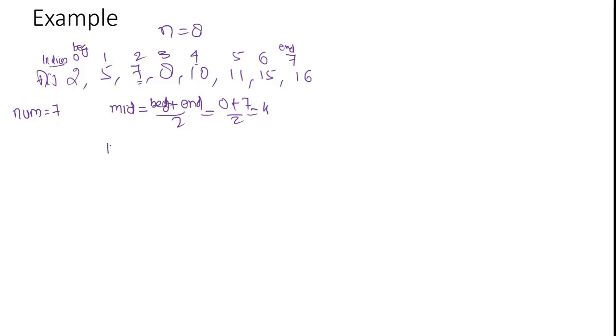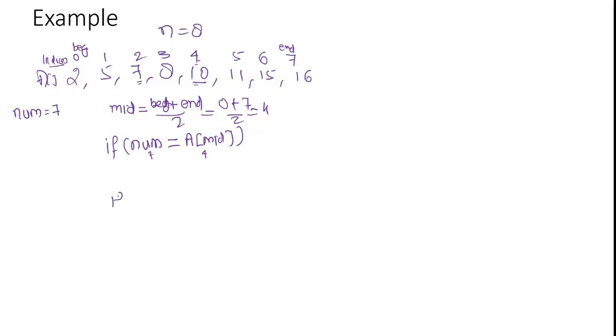So what we will do, we will compare the number with A of mid. So A of mid is what? A of 4. A of mid means A of 4 because mid is 4. So we will compare 7 equal to 4? Number is 7. 7 is equal to 4? No. Number is not found. So what we will do? We will check whether the number is smaller or larger than this element 10.